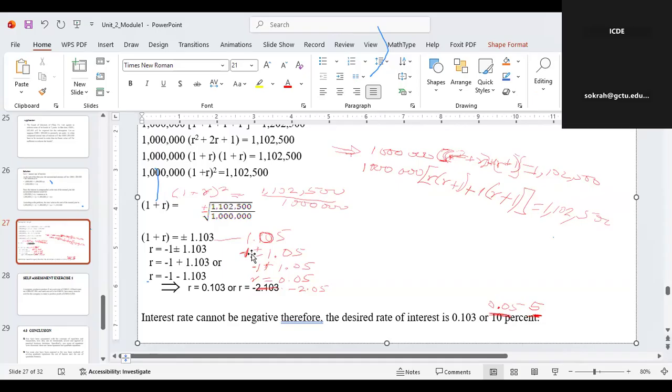You can take your calculator and do it. -1 plus 1.05. So it will remove the 1 and you'll be left with the 0.05. You are right. I understand. It's a calculation. Thank you very much. You're welcome.